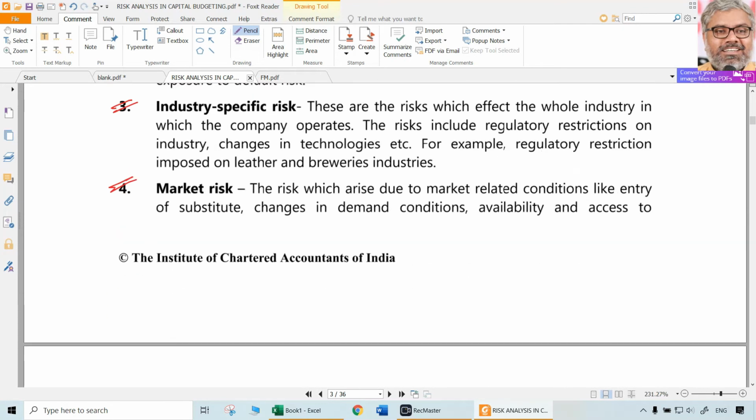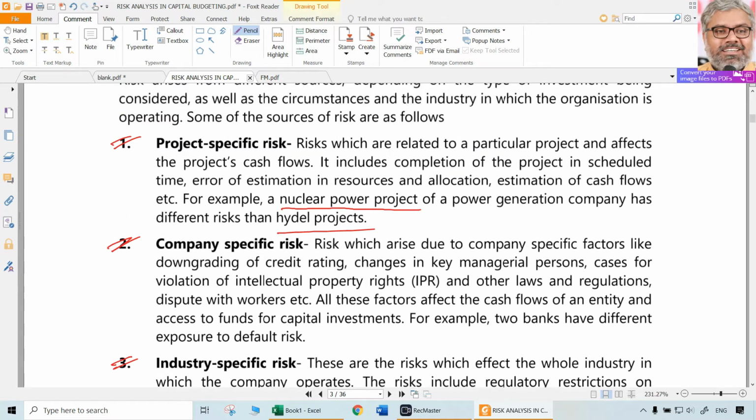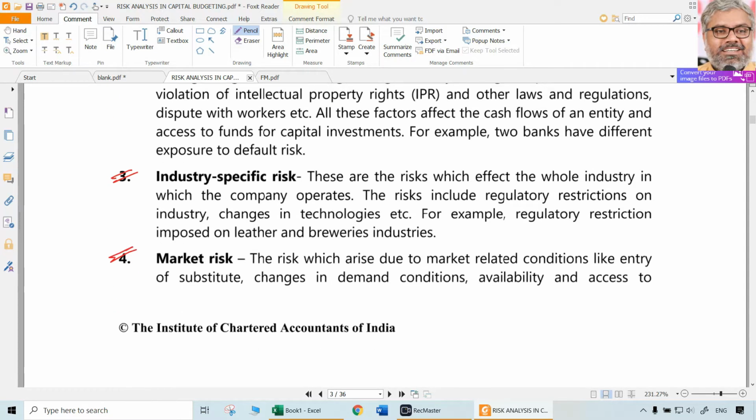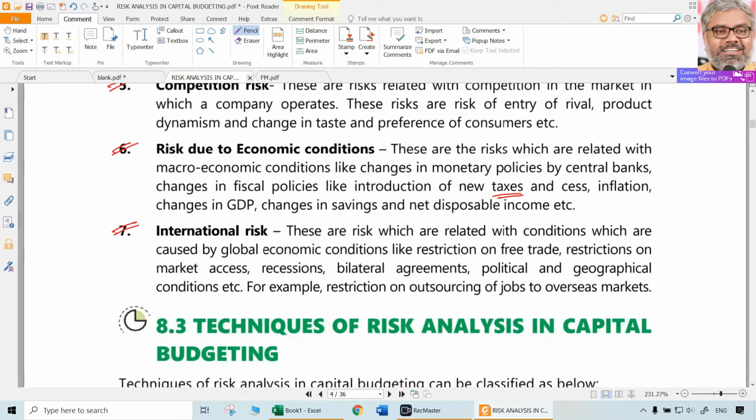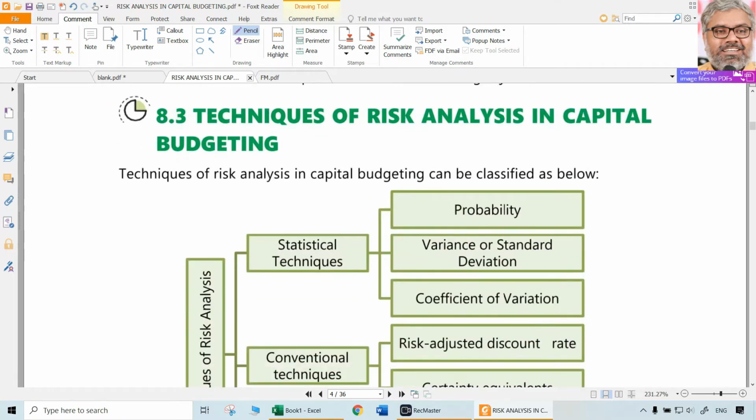This can be a theory question. So you have to remember this list. A 4 or 5 marks theory question can be asked. Don't write stories, just a simple one liner explanation is enough for these headings. Project specific risks, company specific risks, industry specific risks, market risks, competition risks, economic risks or risks due to economic conditions, and international risks are also possible. So these are all possible areas from where any projection that we did with a lot of hard work can go for a toss just like that. That is the problem. So risk is there in any investment, naturally.